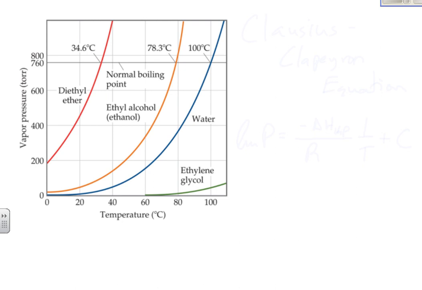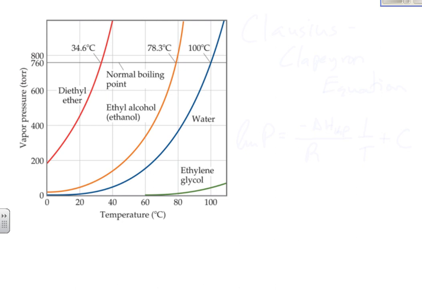If we look at different liquids, then sure enough we see that if we plot vapor pressure versus temperature, we get different curves for different substances. Meaning that the energy it takes for it to change from a liquid to a gas is different. It depends on those intermolecular forces that we're talking about.